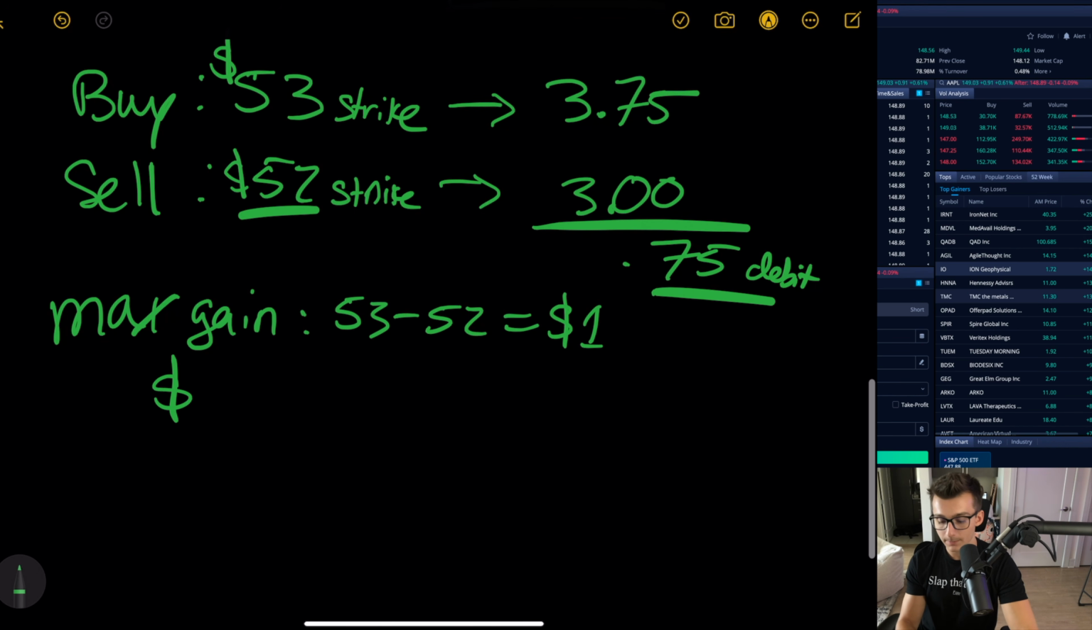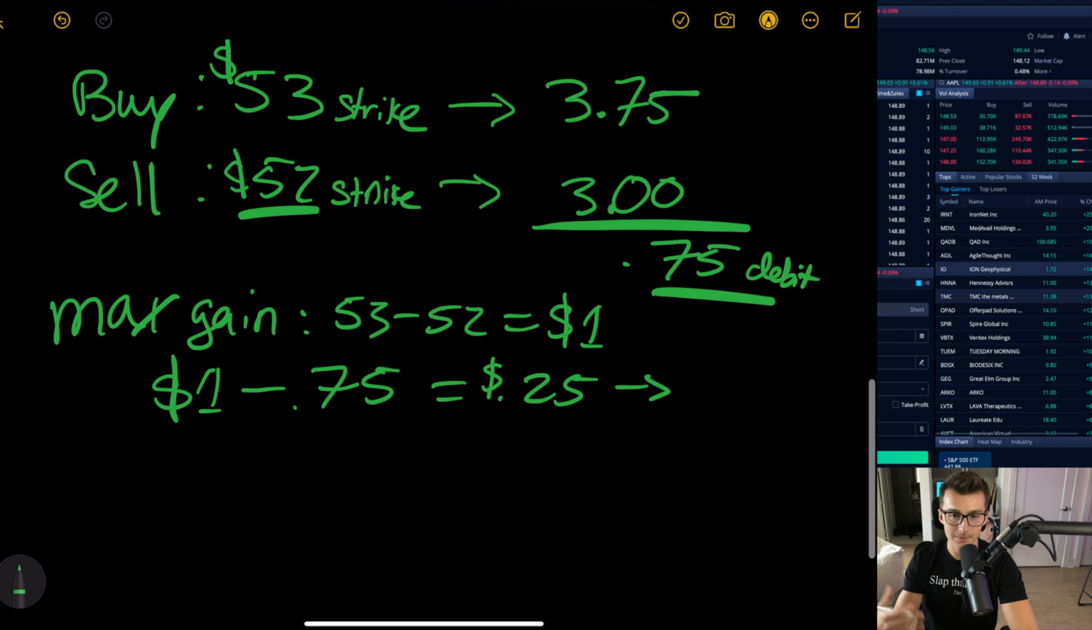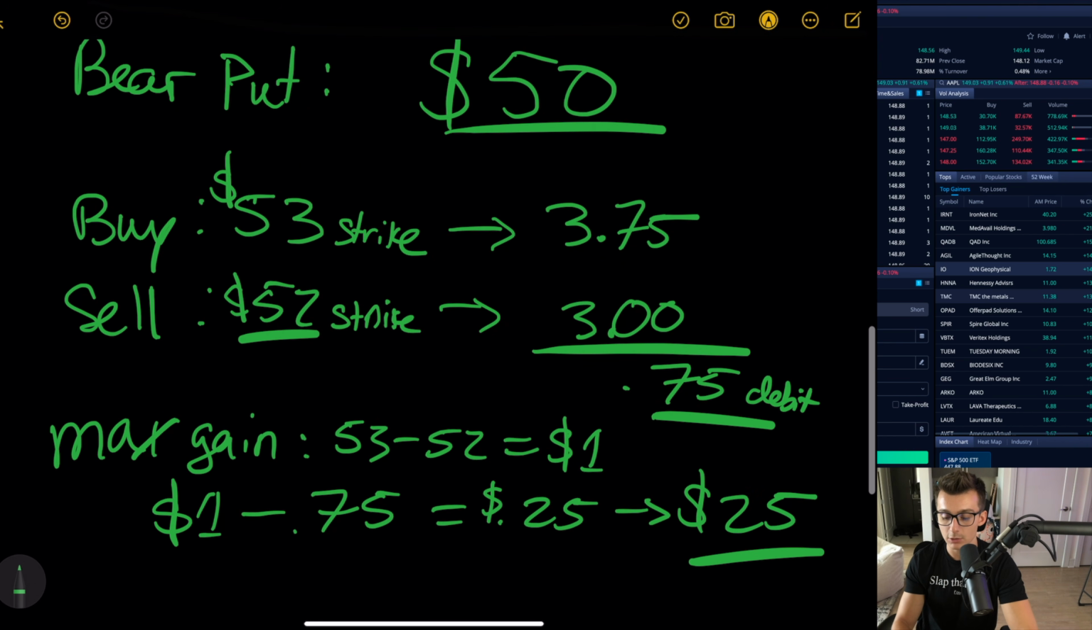That $1, we then subtract the debit that it cost us, the 75 cents, and we end up with 0.25, 25 cents, or in terms of contracts, in terms of what we actually have to pay out of pocket here, 25 bucks. So our max gain here is $25 if this stock stays below 52. Now, again, it's trading at 50 right now. As long as it stays below 52, that's great.